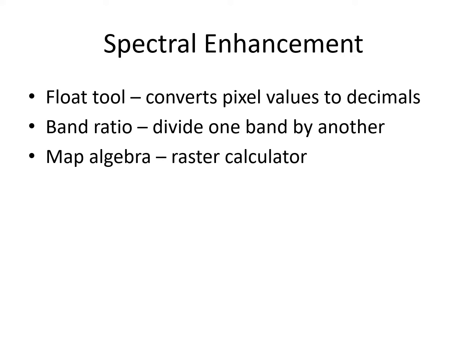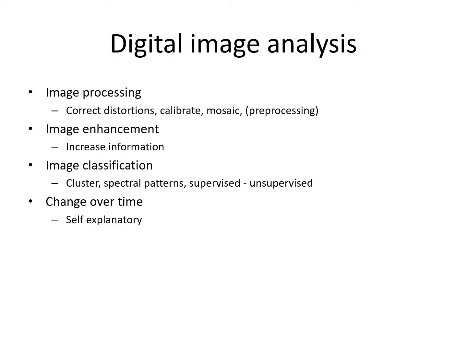We can also use the float tool, which converts pixels to decimals. We can use the band ratio, where we divide one band by another. We can use map algebra, things like the raster calculator, to calculate various indices. So going full circle, digital image analysis, we start off with image processing, we correct the distortions, we calibrate, we can mosaic, all parts of the pre-processing side of things. We can enhance the image, it helps us increase the information. We can go into image classification, where we look for clusters and spatial patterns, things like supervising.